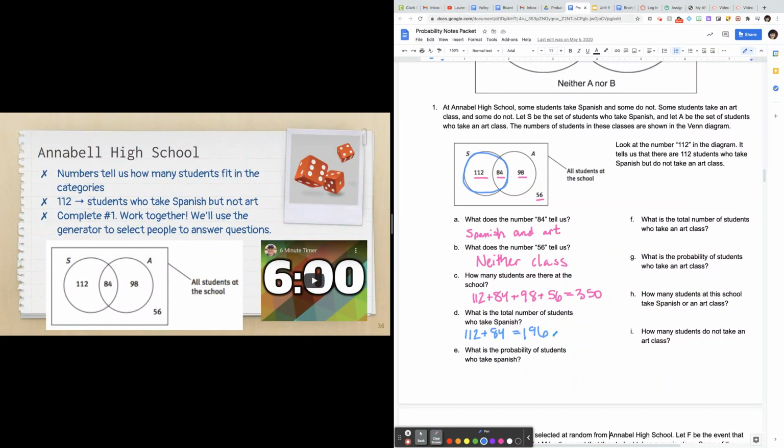So then the next follow-up question is, okay, then what's the probability that I pick a student who takes Spanish? So remember, I'm going to say probability of S, because that stands for Spanish, right, is the total number of successes, so the total number of people in that category, so 196 divided by the total, so the total number of students in the school, which is 350. And then if I plug that into my calculator, because honestly, I don't really want to do that in my head or try to reduce it, I get 0.56.